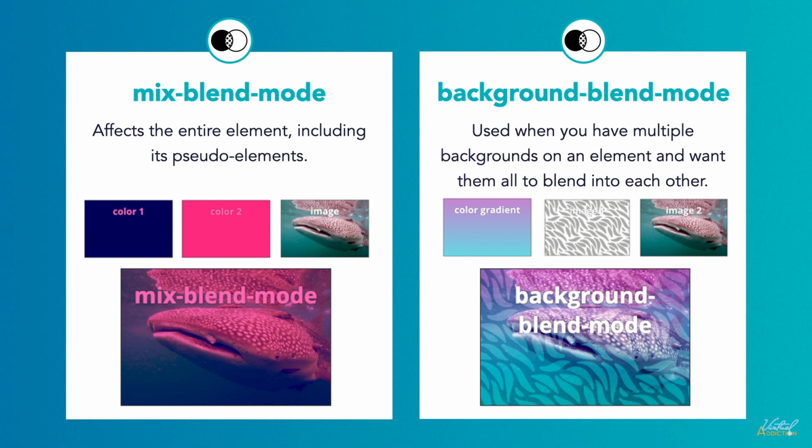The background blend mode blends between the layers of a background image declaration. This means that as the background images stack on top of each other, you can apply a blending mode to mix them together. You'll use background blend mode when you have multiple backgrounds on an element and you want them all to mix with each other. I'll show you examples of both of these in the upcoming lessons.